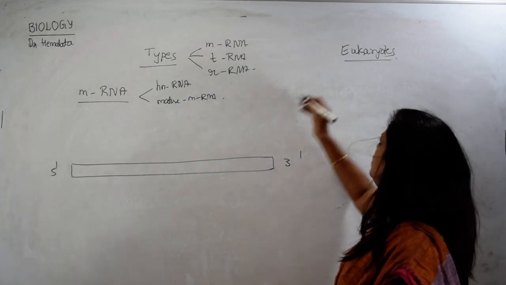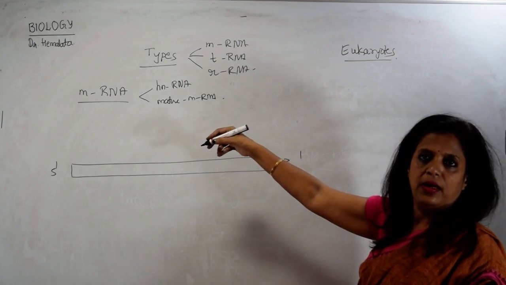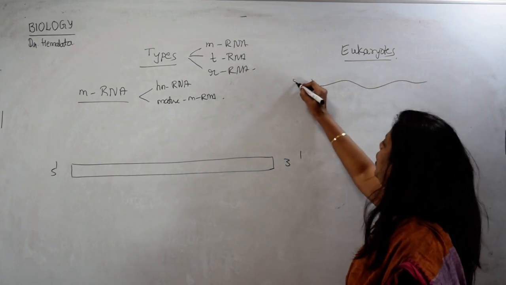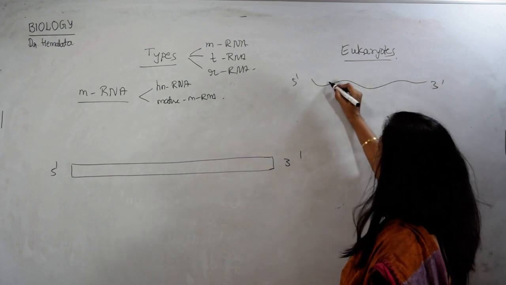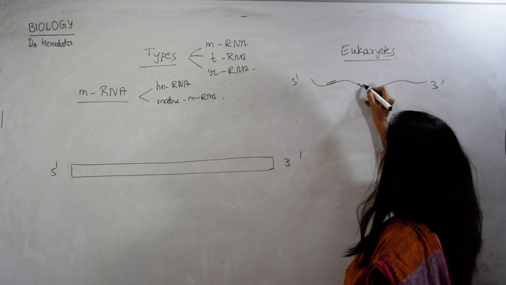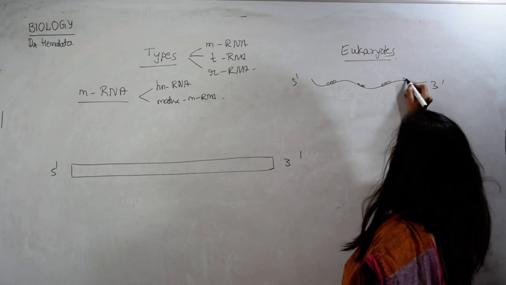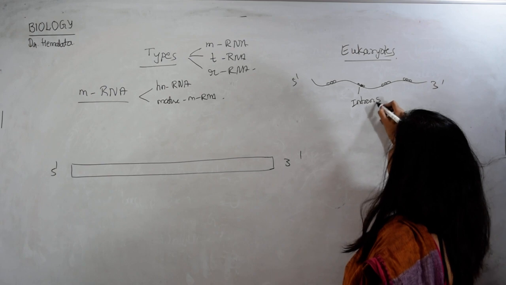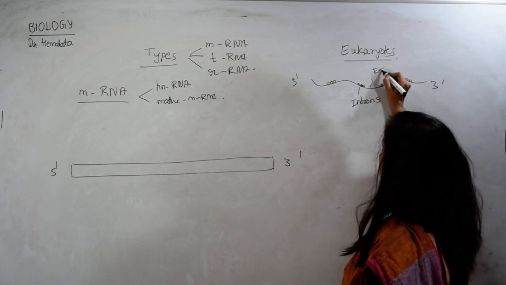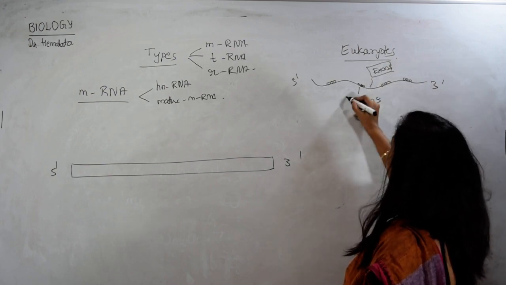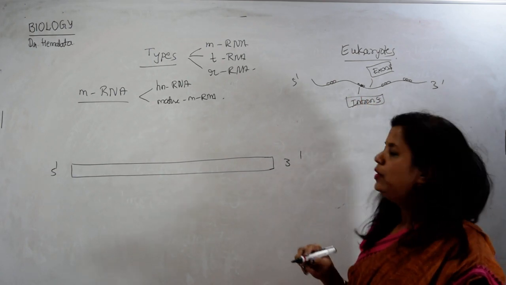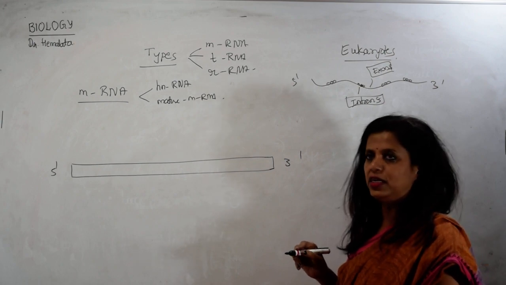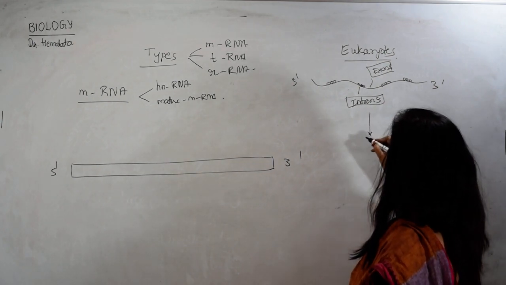In eukaryotes, whenever transcription happens from the DNA, the long mRNA, 5 prime to 3 prime, contains some non-coding sequences in between. These non-coding sequences are called introns. The coding sequences are called exons. So, before entering translation, this mRNA will get modified. We already discussed it, but anyway, let me explain.